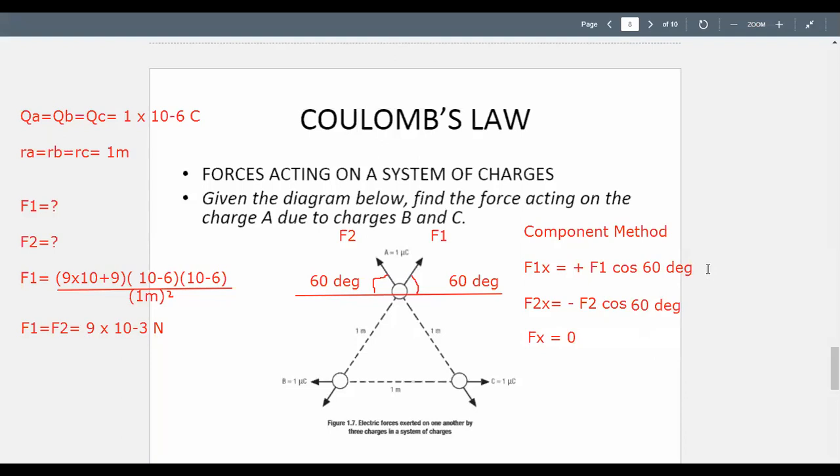Now, if we go to Fy, F1y is our y-axis value, and they will both be positive.